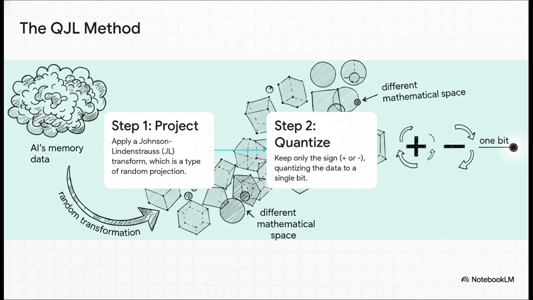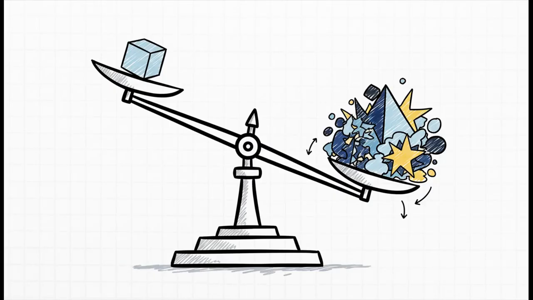Then, and this is the wild part, it does something radical. It throws away almost everything about that new projection, keeping only the sign. Is it positive or is it negative? That's it. The data is crunched down to a single bit. Now you're probably thinking, how on earth can that possibly work? I mean, you're throwing away so much data, it seems insane.